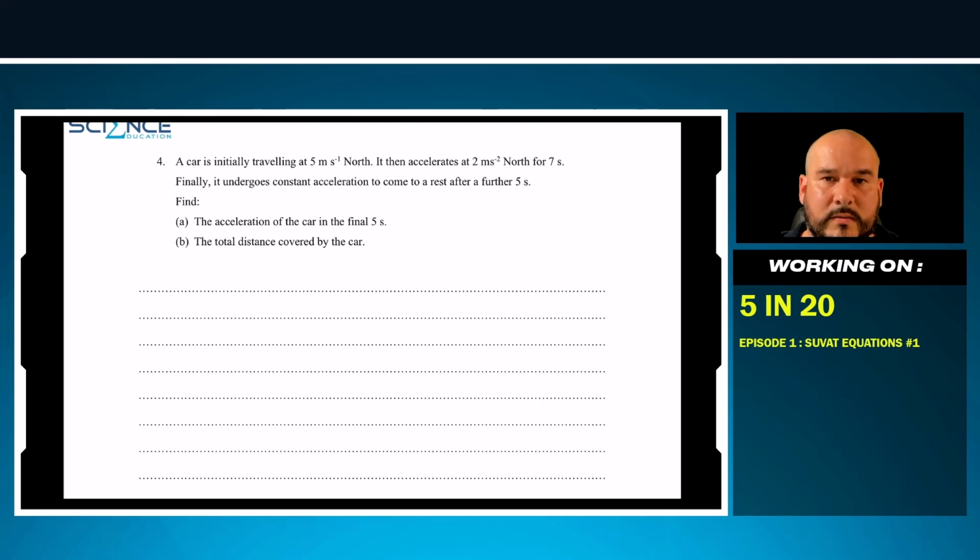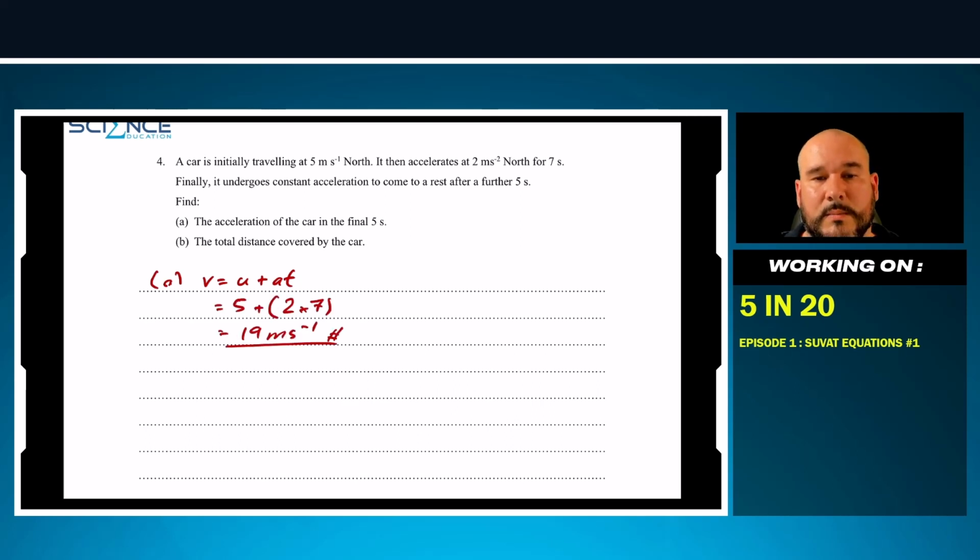So firstly, we need to figure out the final speed of the car after the first section. It starts at 5 meters per second north, then accelerates at 2 for another 7 seconds. What is the final speed? It's going to be 5 plus 2 times 7, which gives us a final speed of 19 meters per second, towards the north.